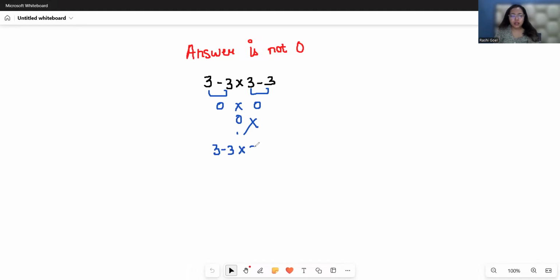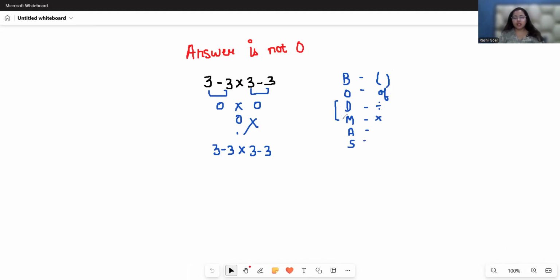So it's 3 minus 3 times 3 minus 3. When you have multiple operations like subtraction, multiplication, then again subtraction, you have to follow the BODMAS or PEMDAS rule. As per this rule, first you have to solve the brackets, then orders, then division and multiplication, both have the same priority. Similarly, addition and subtraction have the same priority, but you have to solve from left to right. Always remember.